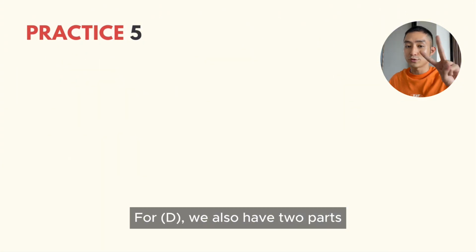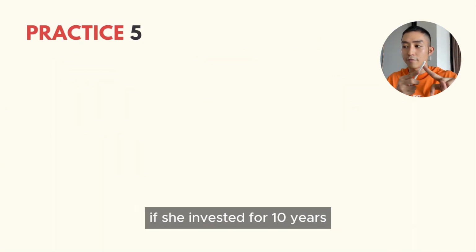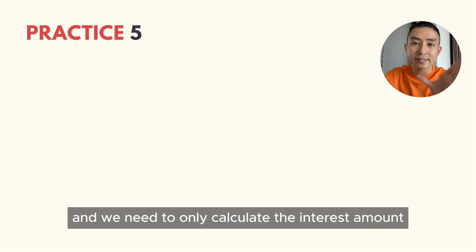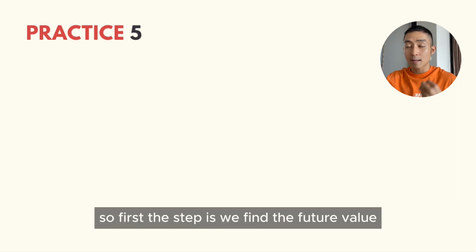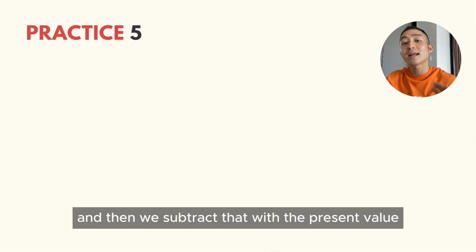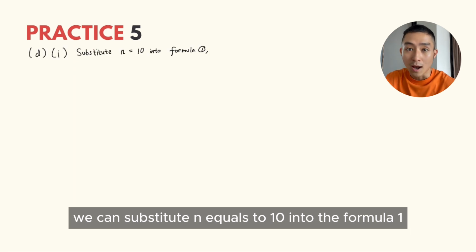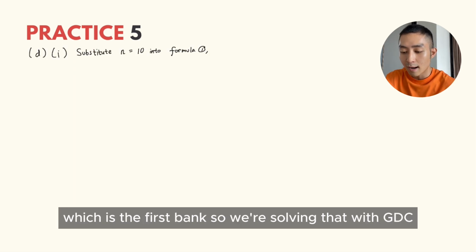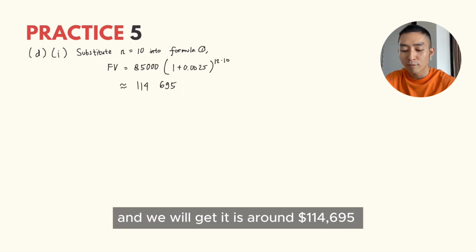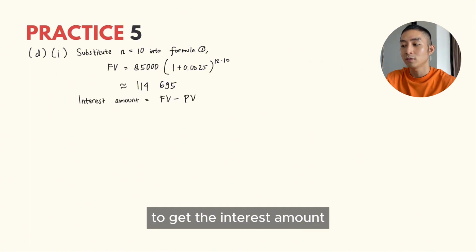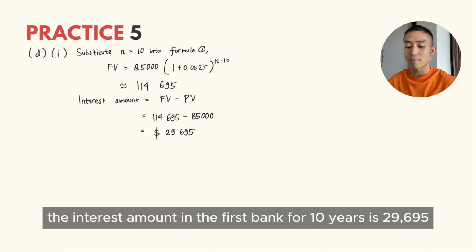For D, we also have two parts. We need to calculate the interest if she invested for 10 years, and also the second bank for 10 years as well. And we need to only calculate the interest amount. So first, the step is we find the future value, and then we subtract that with the present value. So first we can substitute n equals 10 into formula 1, which is the first bank. So we're solving that with GDC, and we will get around 114,695. And then subtract that with the present value to get the interest amount. So we get that the interest amount in the first bank for 10 years is 29695.